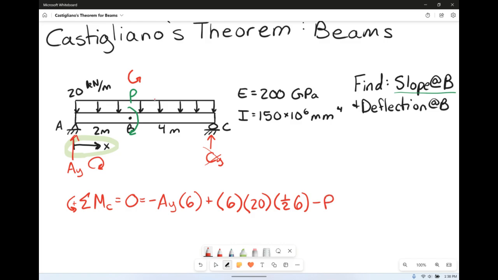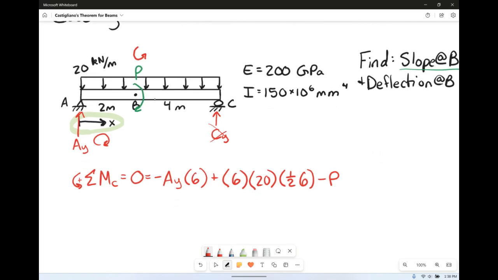Then what we need to do is solve for AY. So we're going to get that AY is equal to 60. This guy is actually 360. Then we're going to divide by 6. We have 60 minus P over 6. All that is going up.